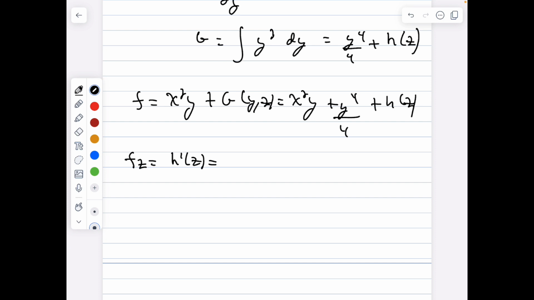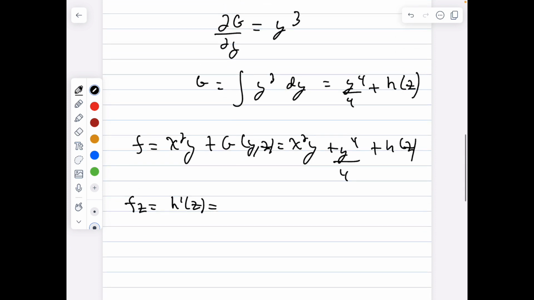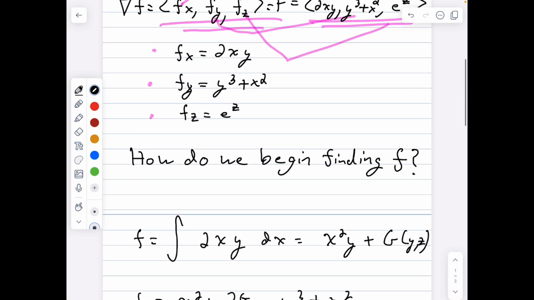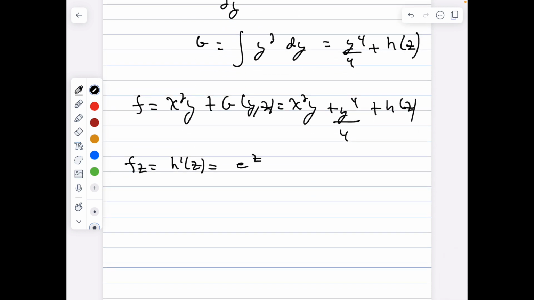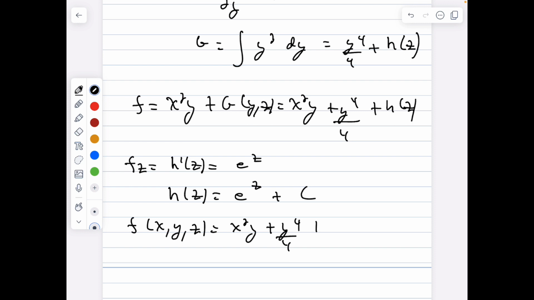So for f_z here, I'm going to take the partial derivative with respect to z next, because I worked with y. And that's got to equal what I'm claiming the gradient is equal to, which is e to the z. And if you found your h here, that would equal e to the z plus now just some constant, because h of z is just a one variable function now. And therefore f of x, y, and z, if you put everything together, would be x squared y plus y to the fourth over 4 plus e to the z plus constant c.